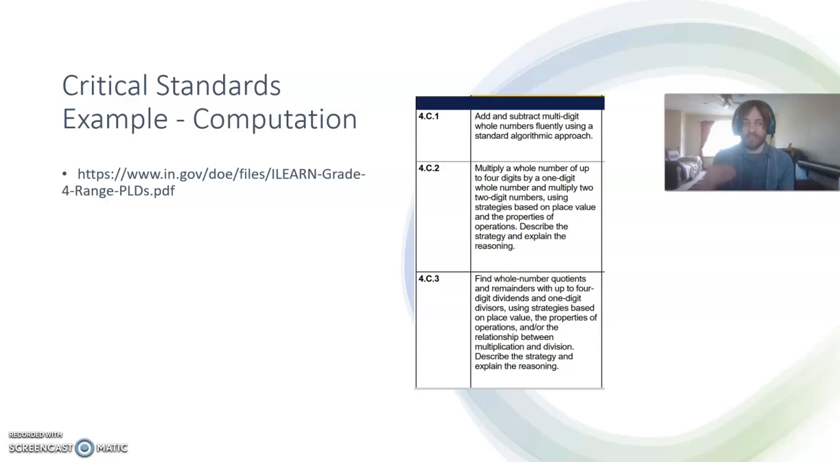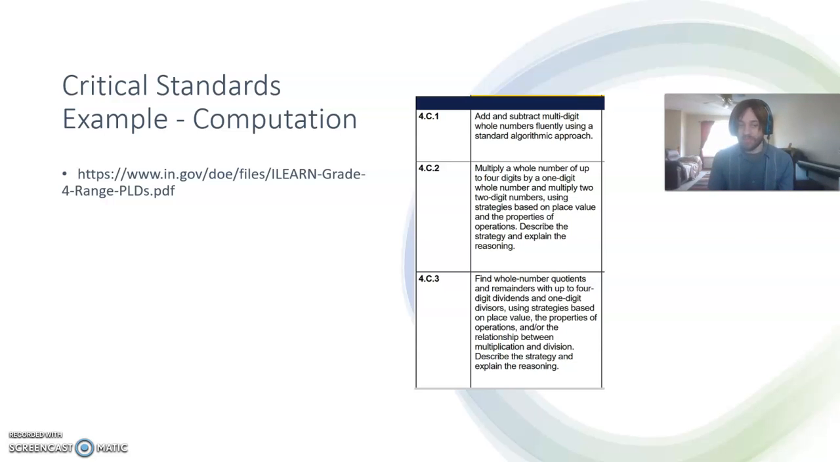Each portion of the test has standards, critical standards, and for this example, I'll use computation. There are many, but here's three of them. One is that students are able to add and subtract multi-digit whole numbers fluently using a standard algorithmic approach. The second standard is multiply a whole number of up to 4 digits by a one-digit whole number, and multiply two two-digit numbers using strategies based on place value and the properties of operations, and being able to describe the process and why they did what they did.